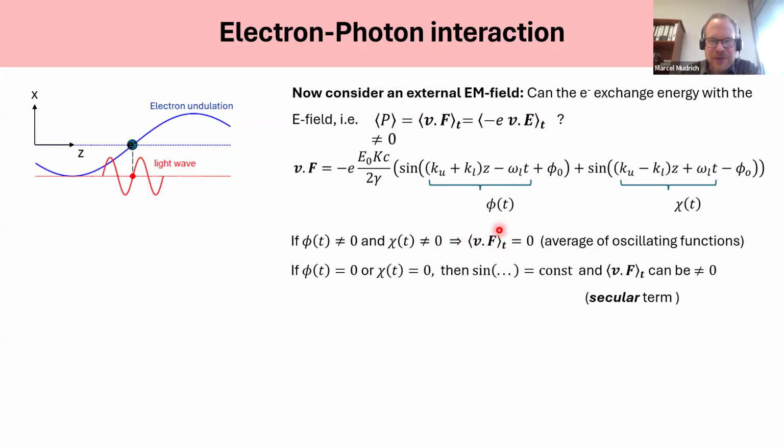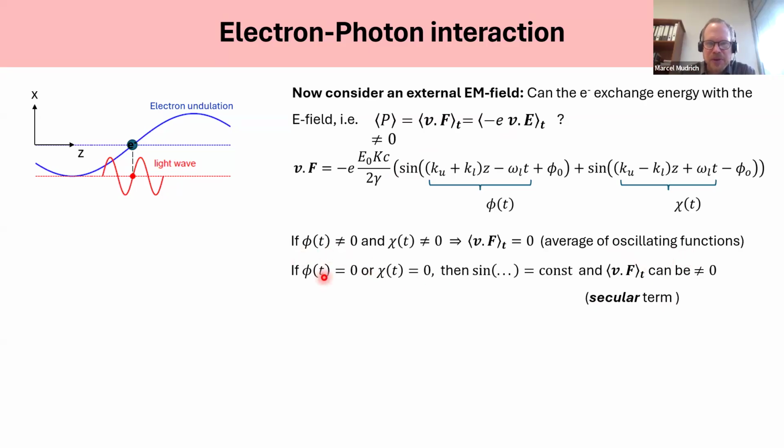So the condition for the time average to be non-zero is that either the phase phi or the phase chi is 0. Because if, let's say, phase phi is 0, then we are left with sine of some constant phase, which could be 0. If it's 0, then the whole sine would be 0. But if phi naught is non-zero and phi of t is 0, then we are left with sine of a constant, which is a constant, and we would actually have a constant finite value for the time average. So one of the two phases has to be 0. In that case, we get a constant contribution, which in the time averaging then gives us a finite contribution. This is also called the secular term, in contrast to the oscillating terms, which would average to 0.